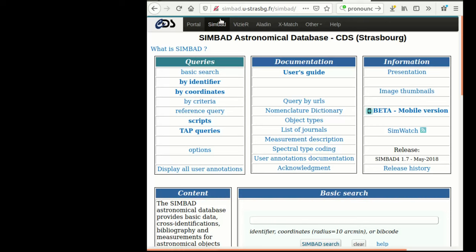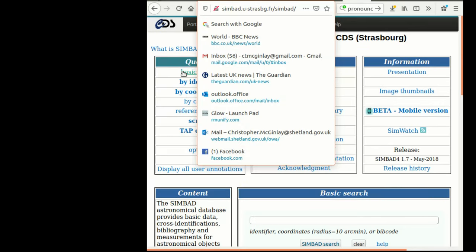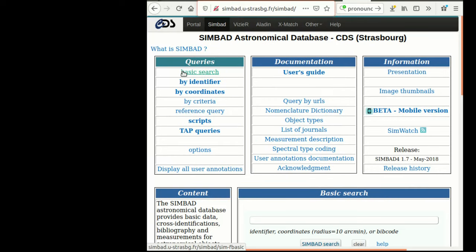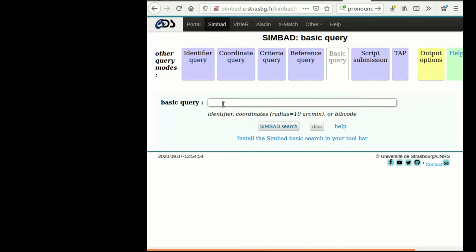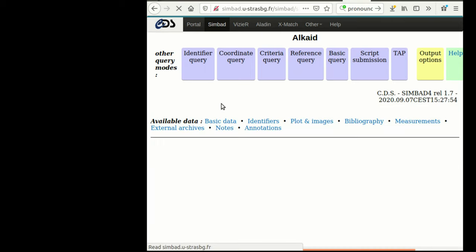Now we'll use some real data, and we'll get that from the SIMBAD astronomical database. And what I would recommend is that you do a basic query, basic search. The stars we're going to look at are in the table, so we've got Alcaid first. Alcaid, Merak, and Dubhe are all in the Plough. Polaris is the North Star.